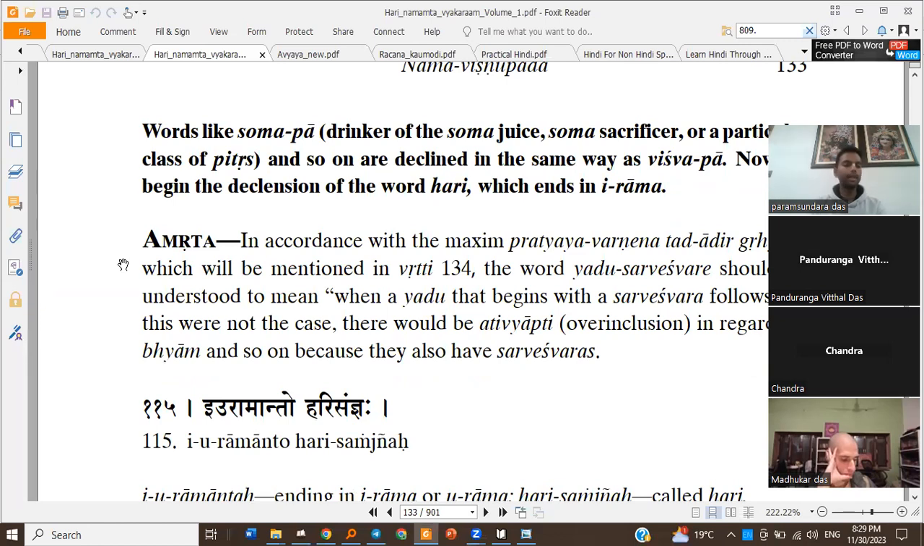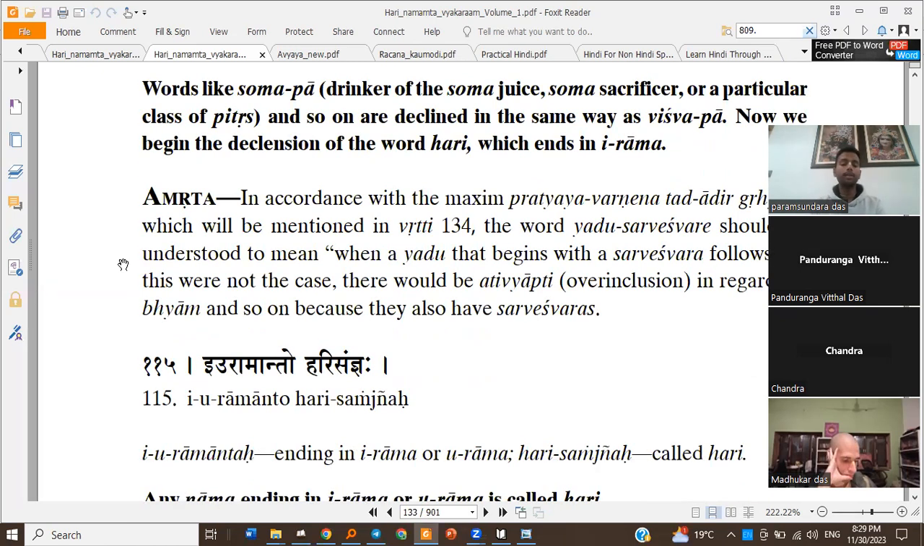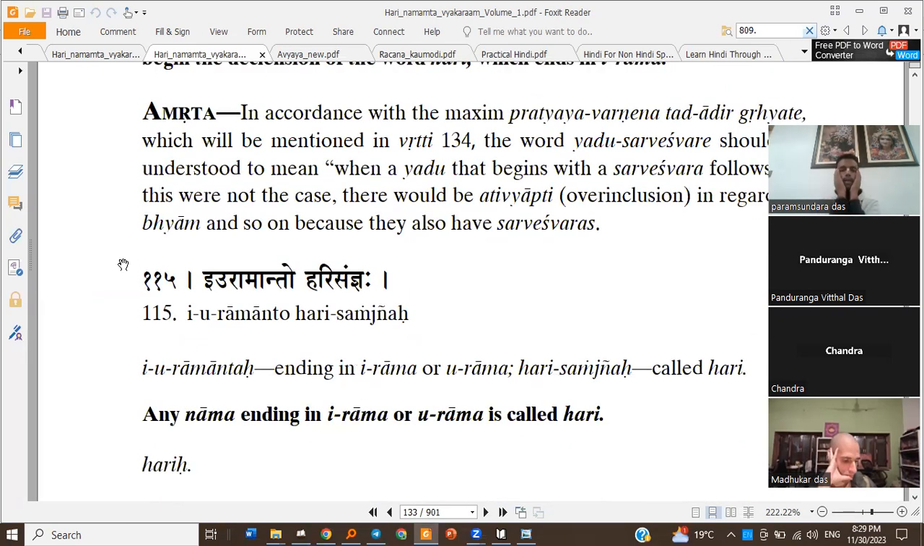Okay. So the next word is Hari Shabda, which is E Ramanta Shabda. So E U Ramanto Hari Sangya. But actually, it's nothing to worry about because it's a very gradual process of learning Sanskrit, which also includes learning the vocabulary and then the genders also.